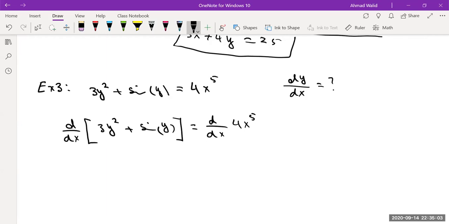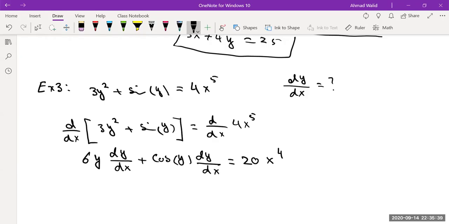Now, here you are taking the derivative of y with respect to x. 2 times 3 gives you 6y, but you have to keep what? dy dx. Plus, what is the derivative of sine? The derivative of sine is cosine. Cosine y. And you keep what? dy dx. Equals, right side, d dx of 4x to the power of 5 gives you 20x to the power of 4.